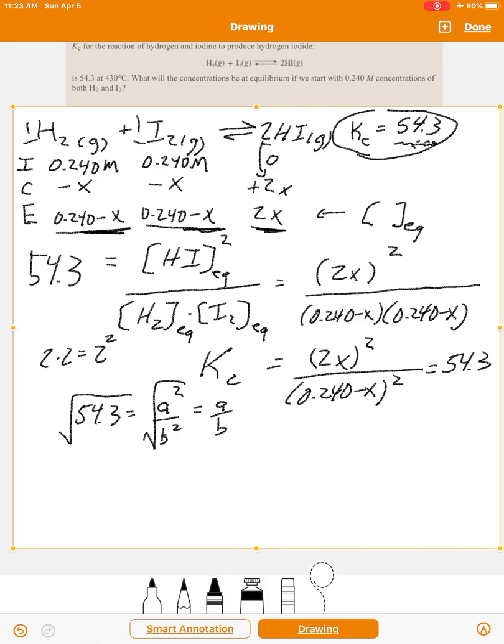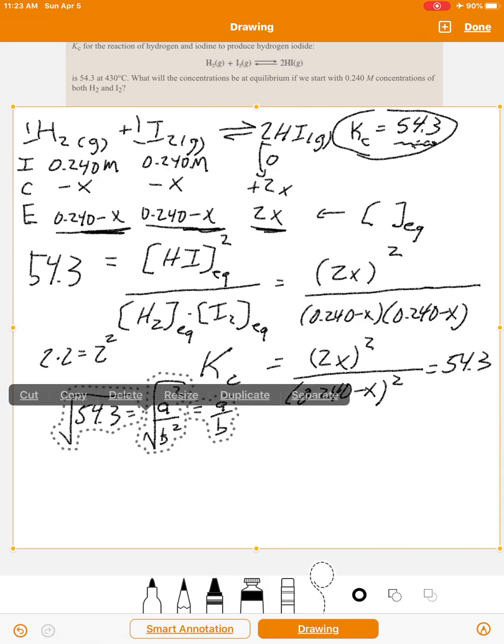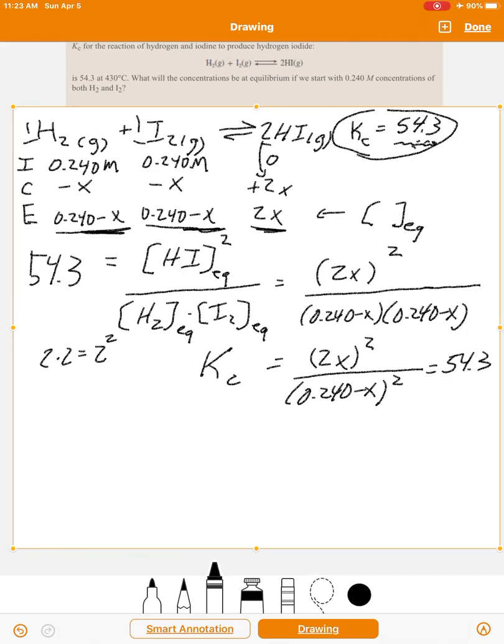So what I'm going to do, let me erase this. I'm just going to take the square root of everything. The left, the middle, and the right. And the square root of 54.3, I don't know what that is, but I do know the square root of 64 is 8, and the square root of 49 is 7, so we know it's between 7 and 8. It's going to be 7 point something. So square root of 54.3 is 7.369.